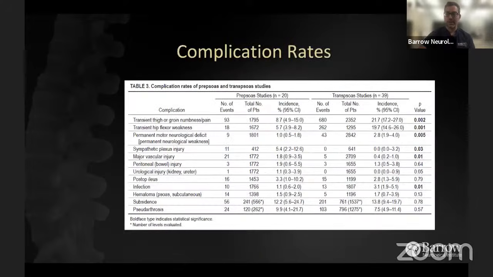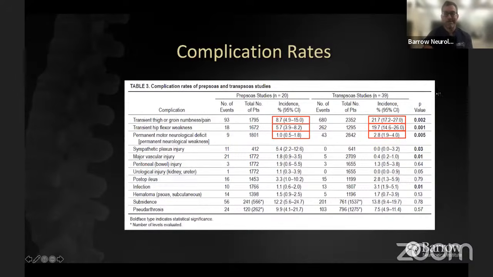So here, looking at complication rates, this is really sort of the take-home table from the paper. We found that for nerve-related complications, so that includes transient thigh or groin symptoms, transient hip flexor weakness, or permanent neurologic injury, these were all significantly greater in the trans-psoas group.